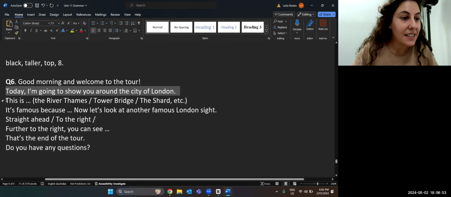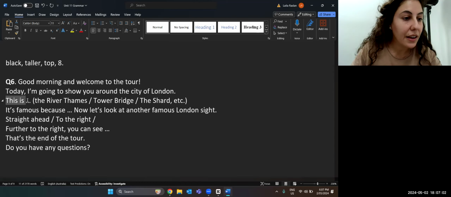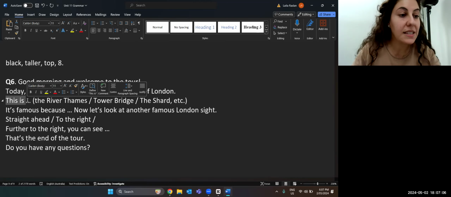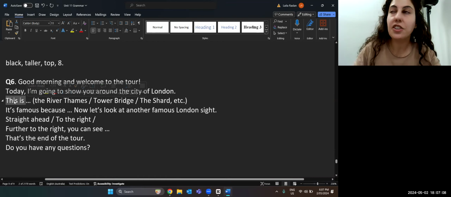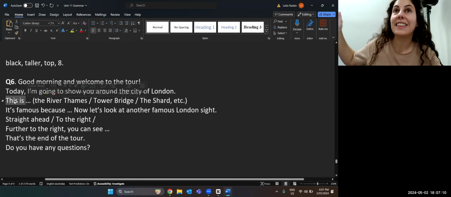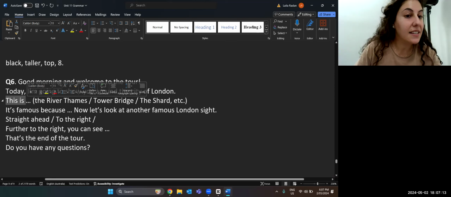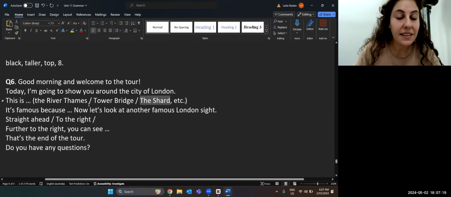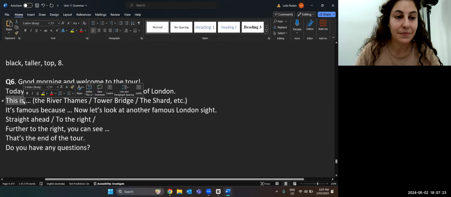Okay, now he said in the beginning, number 6, this is... these are just expressions. So when you talk about a building, you can say this is. So he said, this is the River Thames, this is the Tower Bridge, this is the Shard. So whatever the name of the building is, you have to say this is.